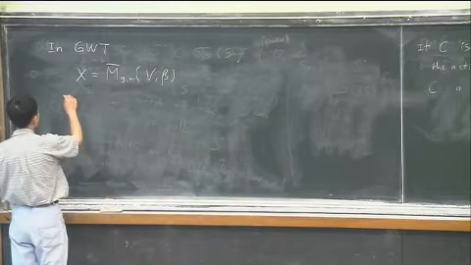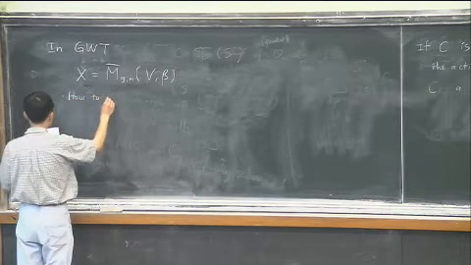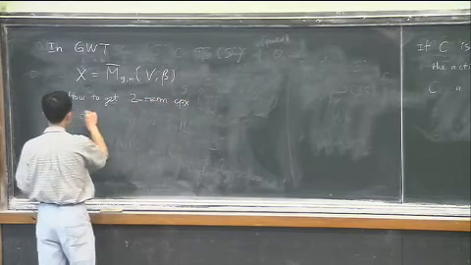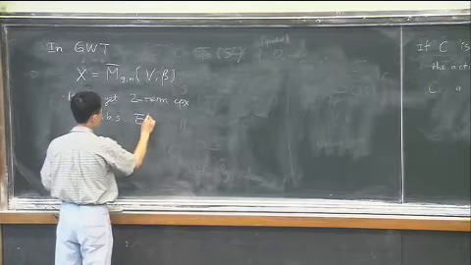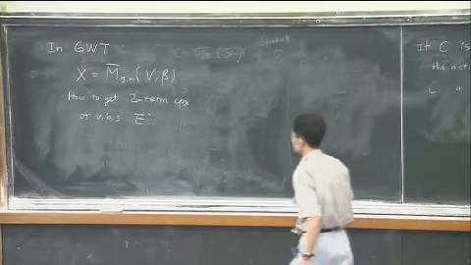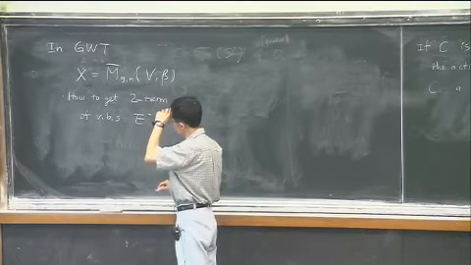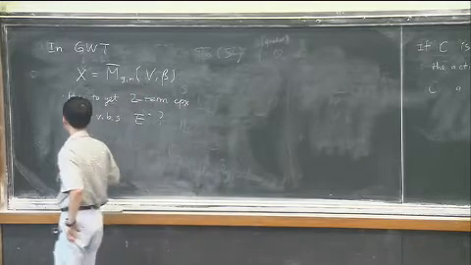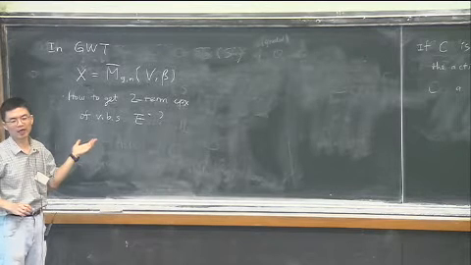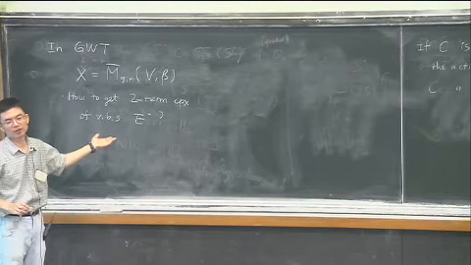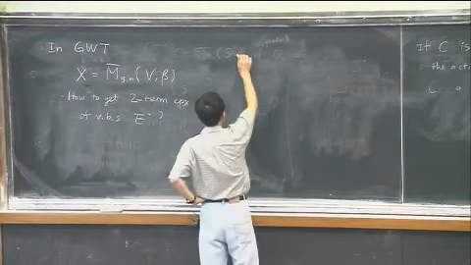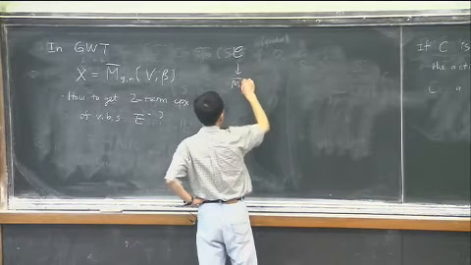So how do I get the two-term complex of vector bundles? The first question is, how do I get this? Because I want to construct the virtual class for M bar g n V beta, I have to first tell you what E dot is, and how do I construct this E dot? It's quite simple. You just take the universal curve.